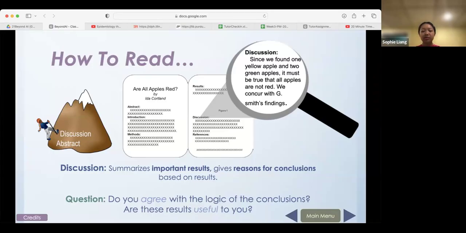So you should ask yourself, do you agree with the logic of the conclusions? Do you agree with how the researchers thought and made their conclusions? And are these results useful to you? So once again, thinking about your own research topic, your own research question, if the results are useful to you or not.